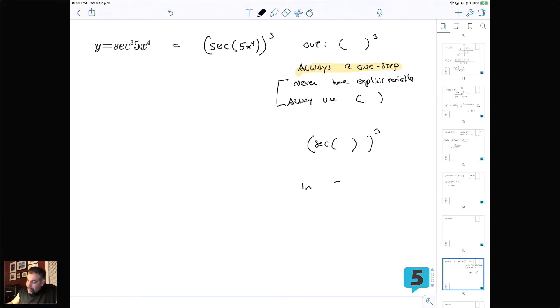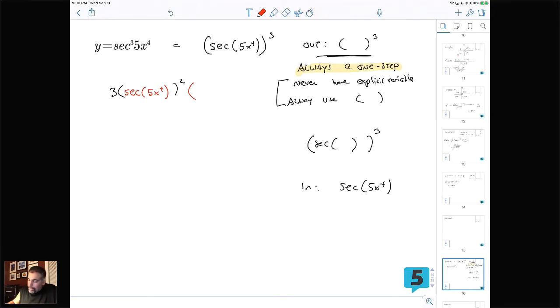The inside function on this one, I'm sorry, I'm getting ahead of myself. The inside function on this one is not 5x to the fourth. It's secant of 5x to the fourth. So when we take the derivative of the outside, it's 3 something squared. Now we copy the inside, and when we copy the inside, it's secant of 5x to the fourth. And now we've got to multiply this answer by the derivative of the inside.